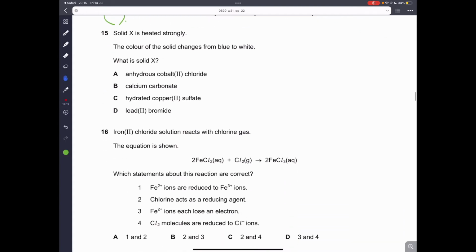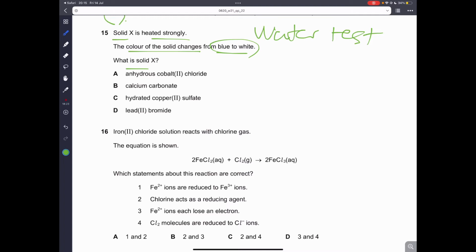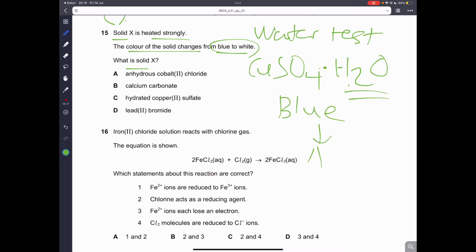Question number 15. Solid X is heated strongly. The color of the solid changes from blue to white. What is solid X? Remember, this is a water test. So the only thing that will change from blue to white is the copper sulfate. When copper sulfate is with water, with the water of crystallization, it is blue. When it loses its water, it turns anhydrous, meaning without water, so it turns white. Therefore, what is solid X? Well, the beginning of solid X is basically the hydrated copper sulfate, so C is the correct answer.